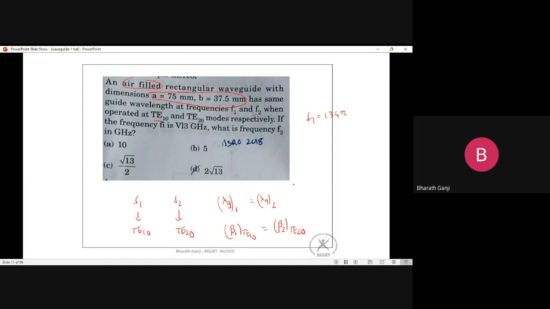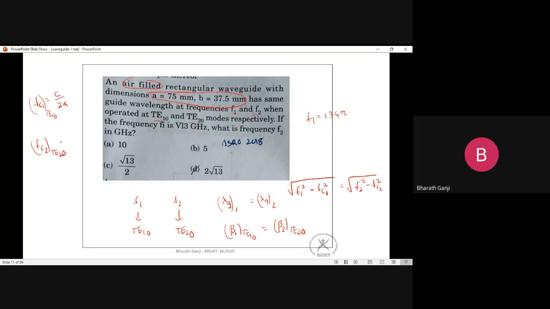So if you write it, you get the same as before. You get square root of f1 square minus fc1 square is equal to square root of f2 square minus fc2 square. So what is fc1? It is basically the cutoff frequency of TE10 mode, so that is c by 2a. Okay, so the cutoff frequency of TE10 mode, but what is fc2? fc2 is the cutoff frequency of TE20 mode.